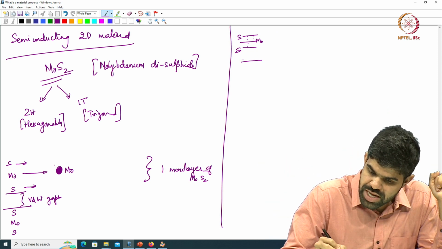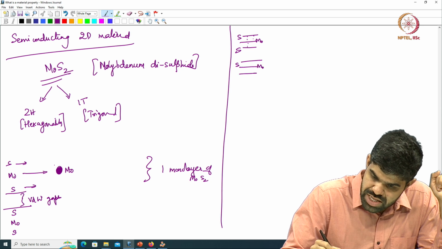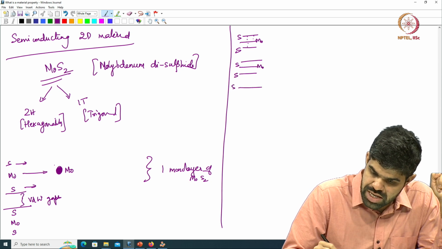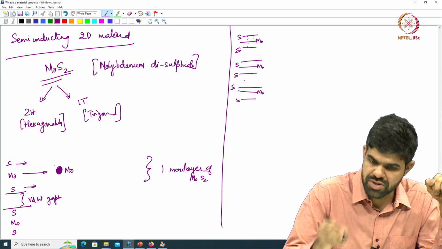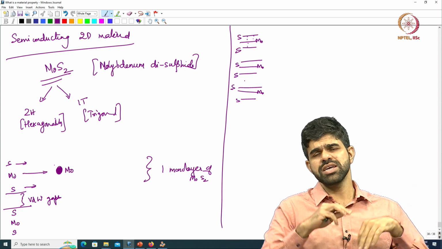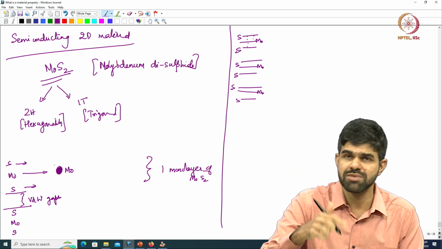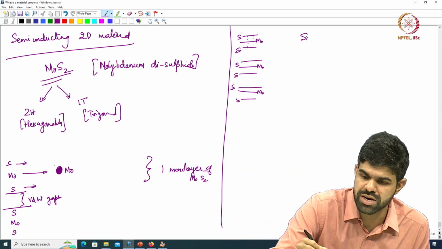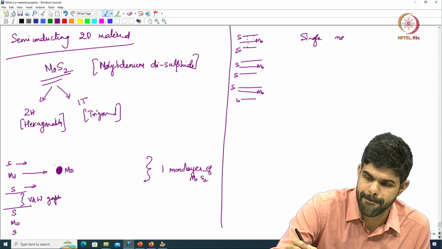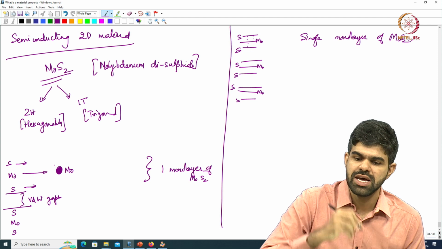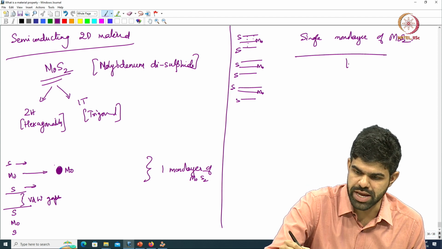And then the second layer starts, there is Mo, there is S, the third layer starts S, Mo, S and so on and so forth, right. So this is molybdenum sulfide. Again you can peel it off, you can exfoliate and you can make a single monolayer of molybdenum sulfide, right. Now, how does a single monolayer look?